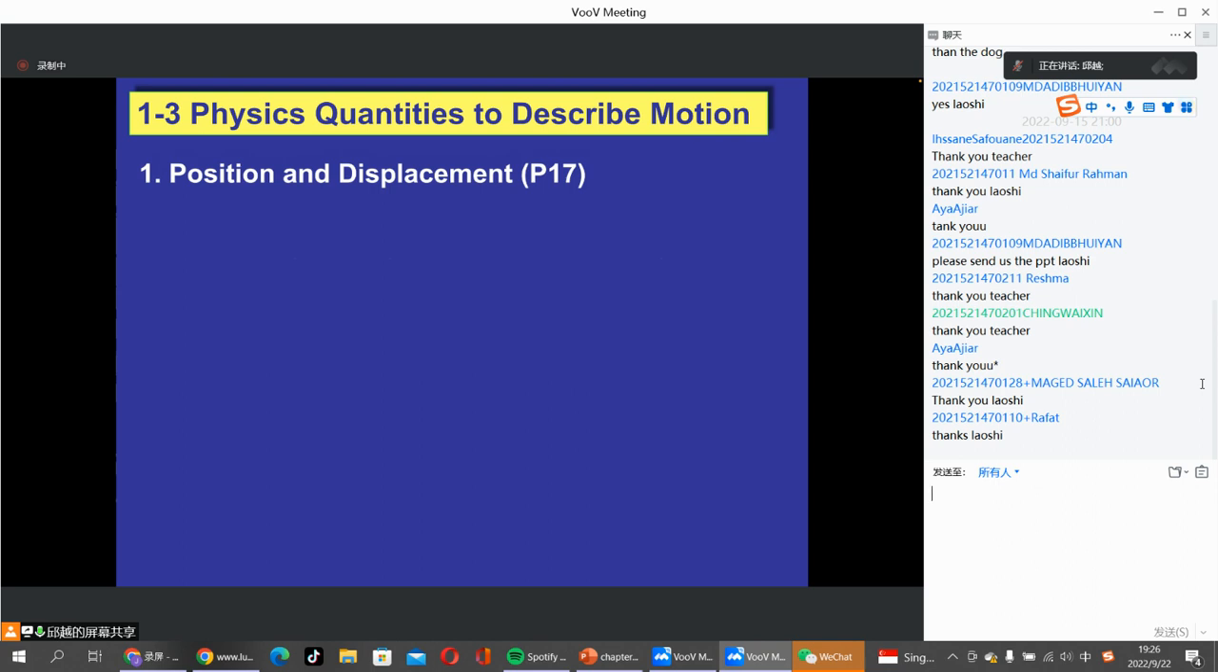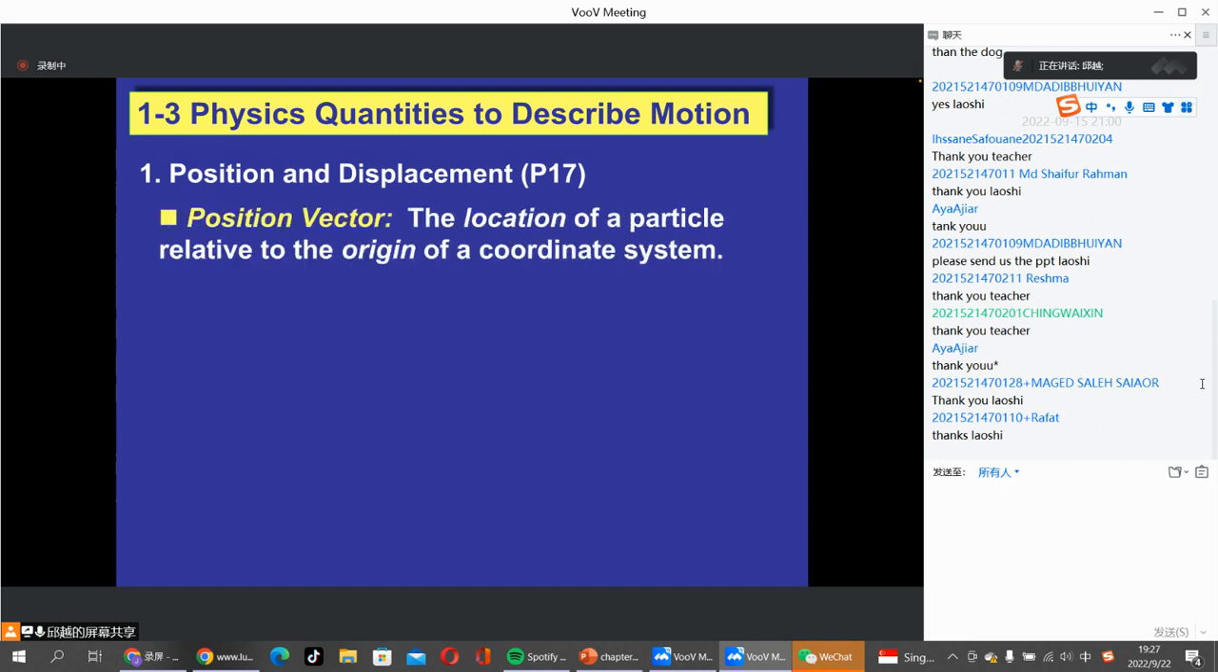In today's class, we will learn physics quantities to describe motion. In this lesson, we will learn position and displacement. In order to describe position of something, we need to introduce the definition of position vector. A position vector, we can say it is a vector and it describes the location of a particle relative to the origin of a coordinate system.